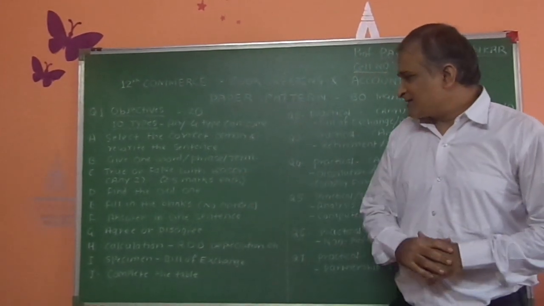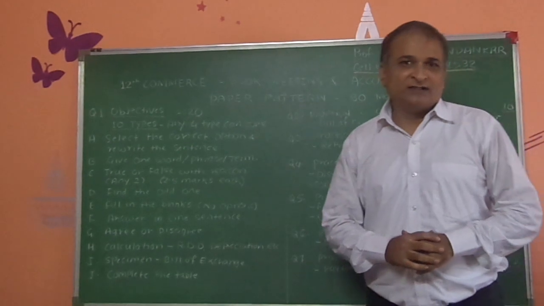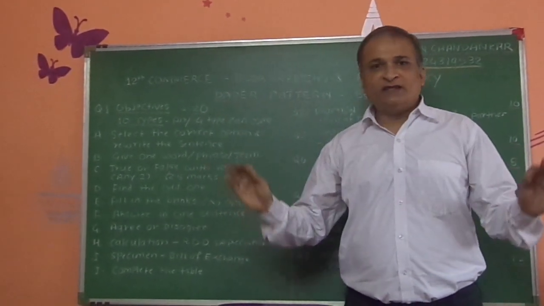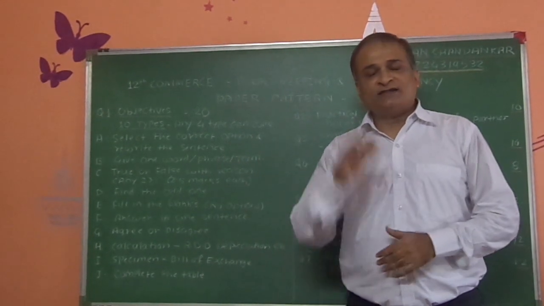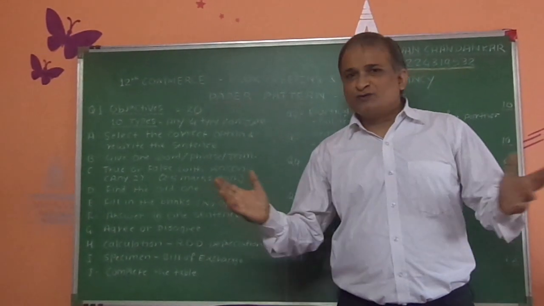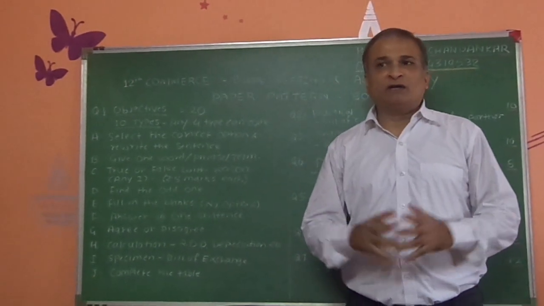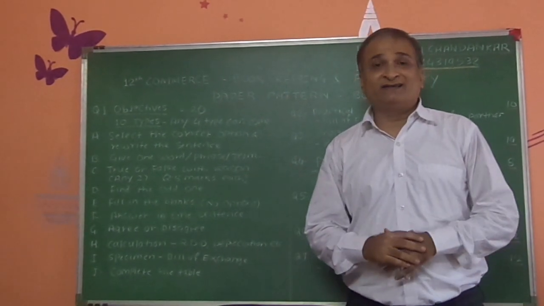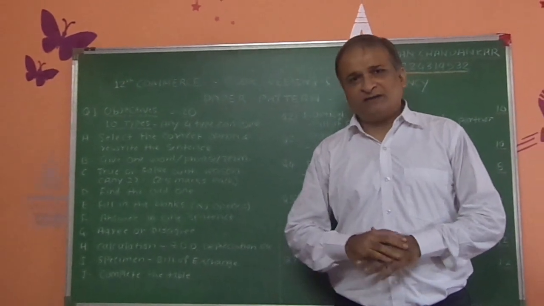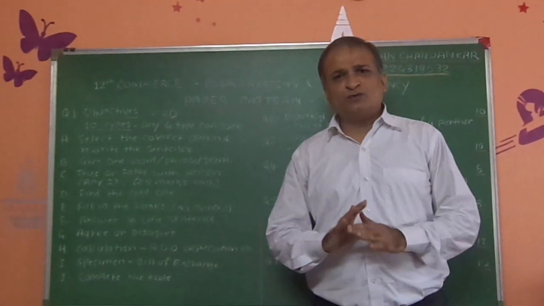The next type is answer in one sentence. Here a question will be given to you. You are supposed to write the answer only in one sentence. Say, take for an example, what is a partnership deed? So students, you very well know partnership deed means what? Partnership deed is nothing but a written agreement between the partners. That's it. This much only you are supposed to write.